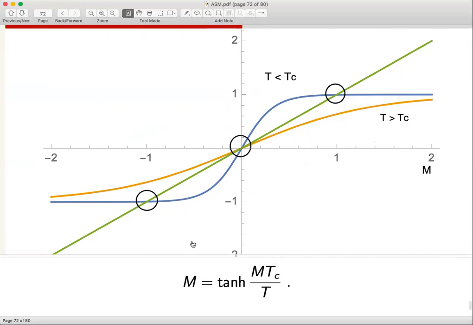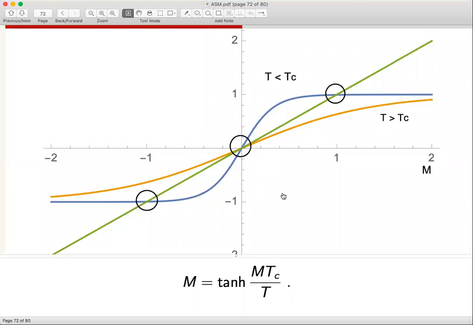So this green straight line is the straight line corresponding to y is equal to m. The x-axis is m, and the y-axis is either the left hand side or the right hand side. So y is equal to m is this straight line, and this orange line is y is equal to tanh(m Tc/T).